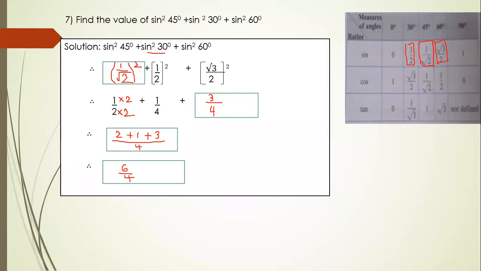Now, can we reduce this? Yes. In which table these both numbers come? It comes in the table of 2, right? So we are going to reduce this. 2 3s are 6, 2 2s are 4. So here only I am writing 3 upon 2. So the answer for this is 3 upon 2.